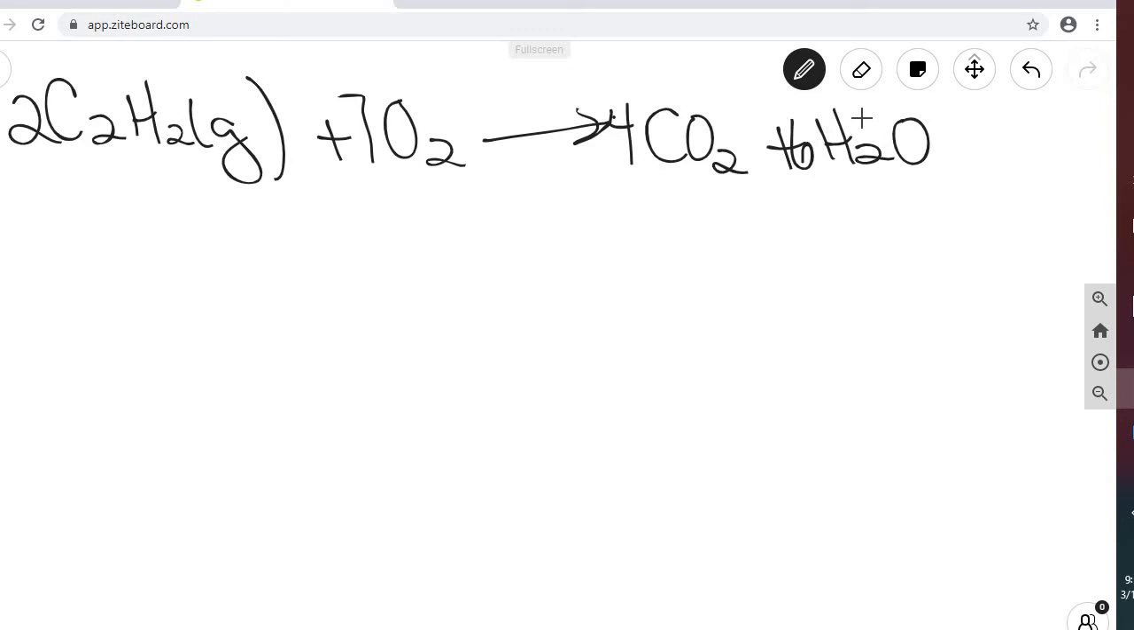So we have 14 oxygens. We have 8 plus 6, 14 oxygens, 4 carbons, 4 carbons, 4 hydrogens. Oh no, is that right? No, I'm sorry, this is an H. That's a 6 there. Okay, so 12 hydrogens, 12 hydrogens. Okay, so that's balanced.